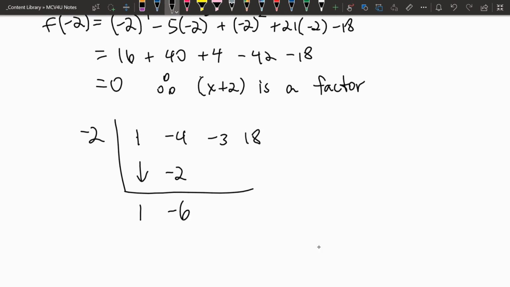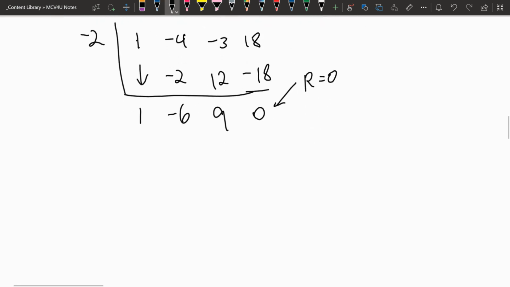Multiply negative 2 times negative 6 is 12. Add the column, you get 9. Negative 2 times 9 is negative 18. 18 plus negative 18 is 0. So again, the remainder equals 0 as expected. And we were hoping to get that. And if we didn't, we would have double checked to see if there's something wrong. Okay. And so here the quotient now is x squared minus 6x plus 9.